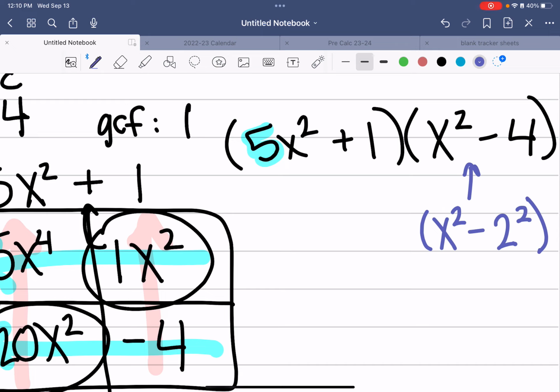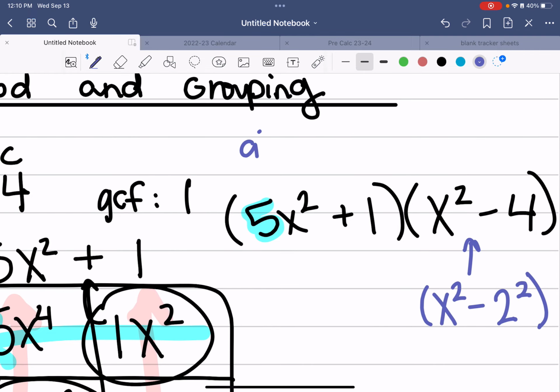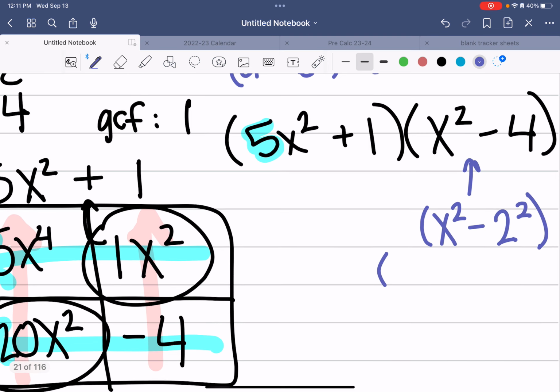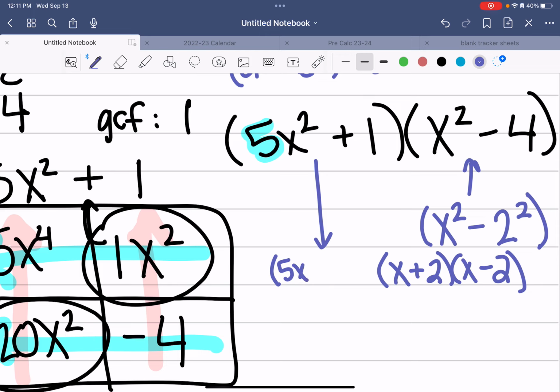Now what we do, remember, is if we have a squared minus b squared, that can be factored into a plus b times a minus b. I'm going to write that up here just in case you need to see it. Now, because I'm already in this format of a squared minus b squared, I can just factor into this. So instead of it being x squared minus 2 squared, it's going to be x plus 2 times x minus 2. And I'm going to bring down this original factor that cannot be factored any farther, and this would be our answer.